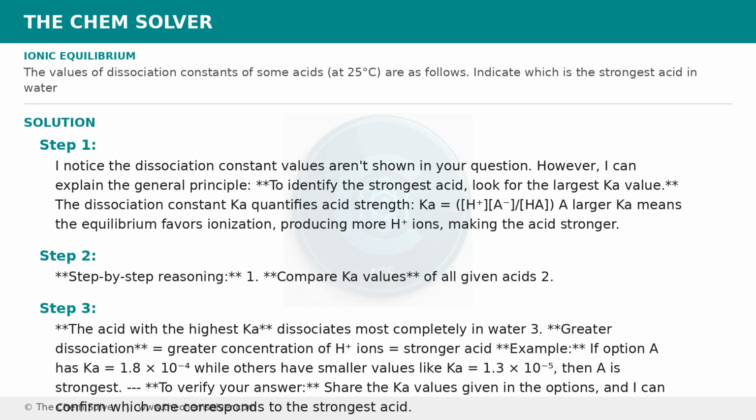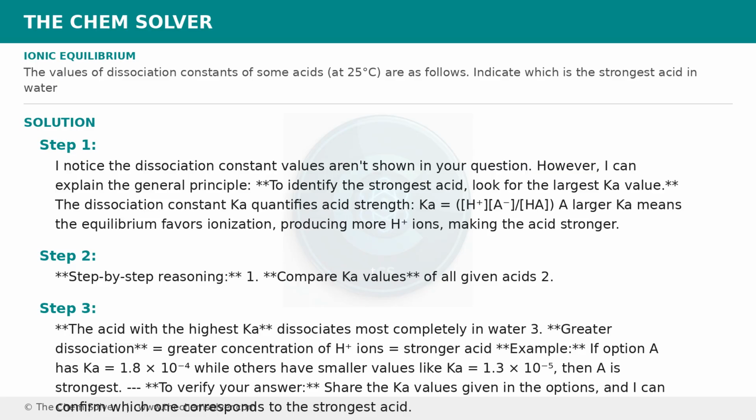I notice the dissociation constant values aren't shown in your question. However, I can explain the general principle: to identify the strongest acid, look for the largest Ka value.